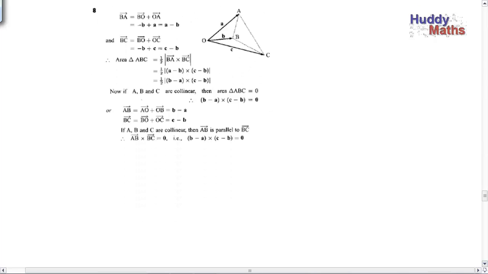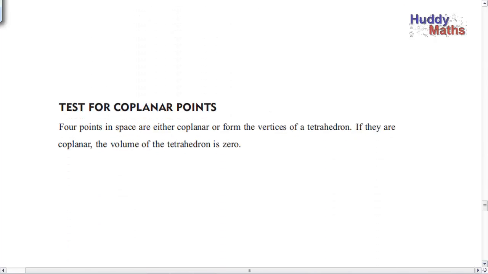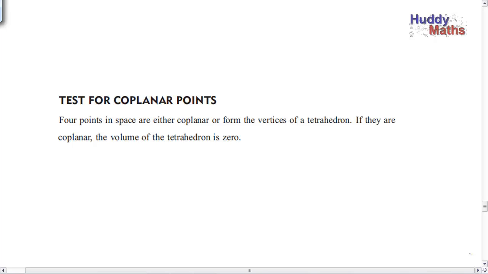All right, let's go on and see what else we can do. And there's one little thing here. This is interesting. A test for coplanar points. I suppose the equivalent of what, collinear points? Oh no, we could do collinear points in 3D land as well. So coplanar points, are they all in the same plane? Coplanar points. Now, they either are coplanar or form the vertices of a tetrahedron.